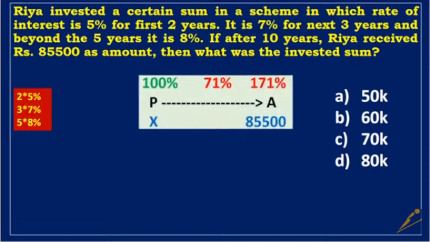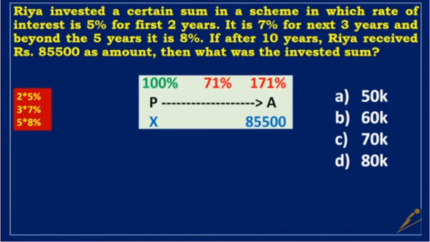The interest rate of 5% for 2 years is 10%. The interest rate of 7% for 3 years is 21%. The interest rate of 8% for 5 years is 40%. The overall interest rate should be 71%. Then the amount should be 100% plus 71% equals 171%.